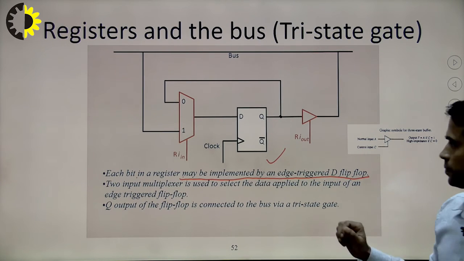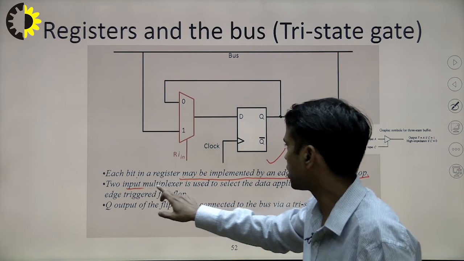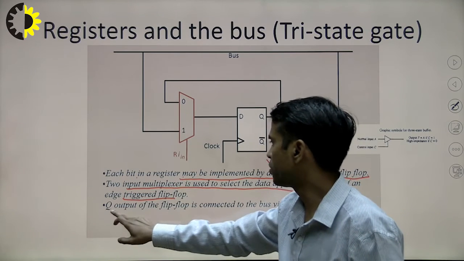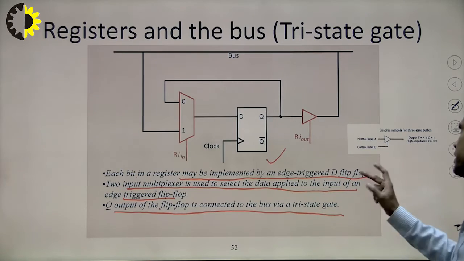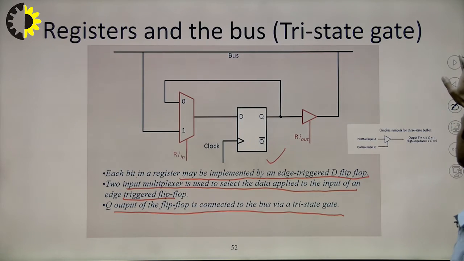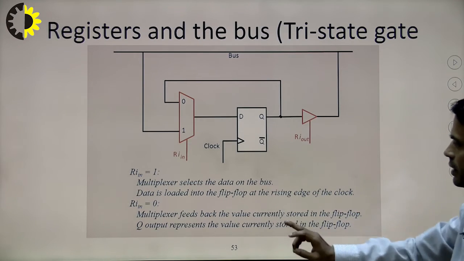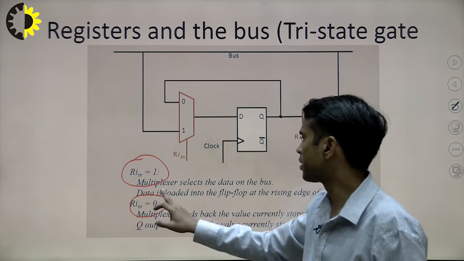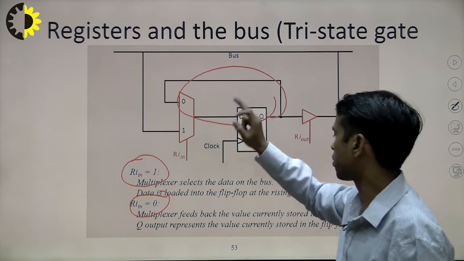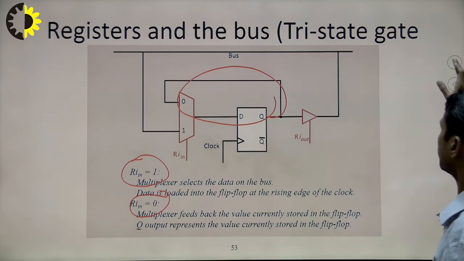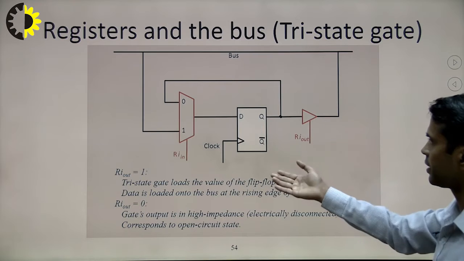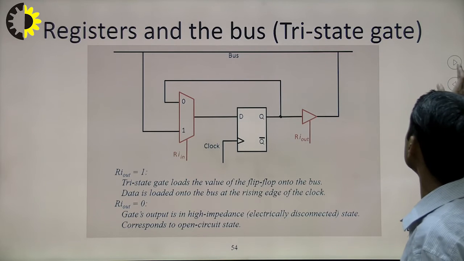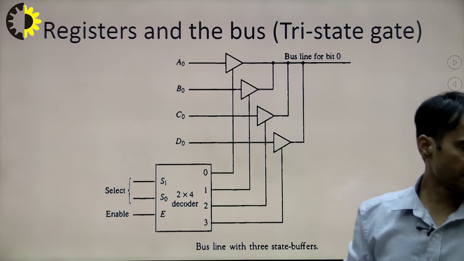A two input multiplexer is used to select the data applied to the input of an edge triggered flip flop, and the Q output of the flip flop is connected to the bus via a tri-state gate. So, this is another way of doing the same task. When R in is 1, data will move here, and R in will become 0. So, data will circulate here and be preserved here. The same thing is shown here for R out. It will be stored here and preserved here. So, this is how it is being implemented.